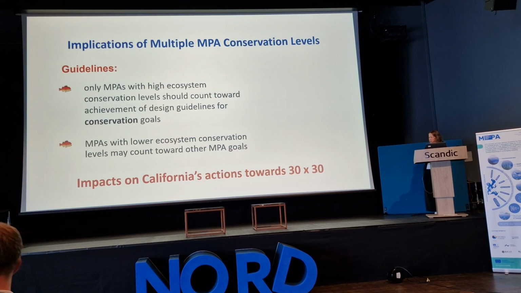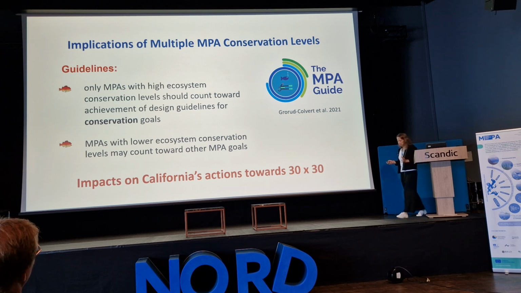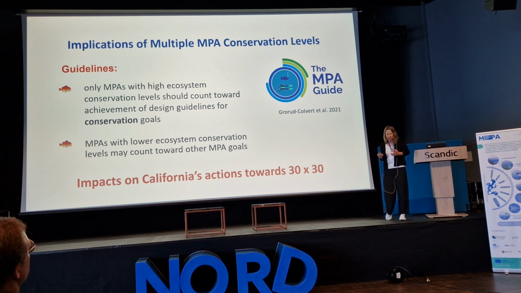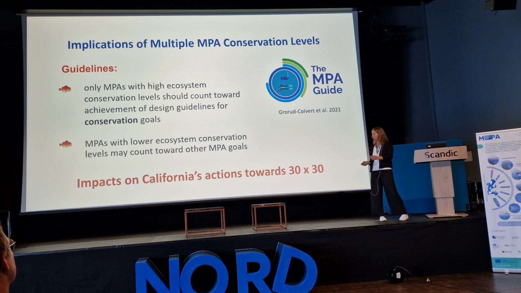So the implications for multiple conservation levels in our network, again, I didn't have time to talk about the bioeconomic models, but they basically did two things. They evaluated the conservation values and they evaluated the fisheries values. So what the protection guidelines really implied was that only the MPAs with the highest level of ecosystem conservation, only they got to count towards the conservation goals in those models. But there were other goals, remember? Research, education, tourism, and so forth. So MPAs with lower ecosystem conservation levels could count towards those other goals.